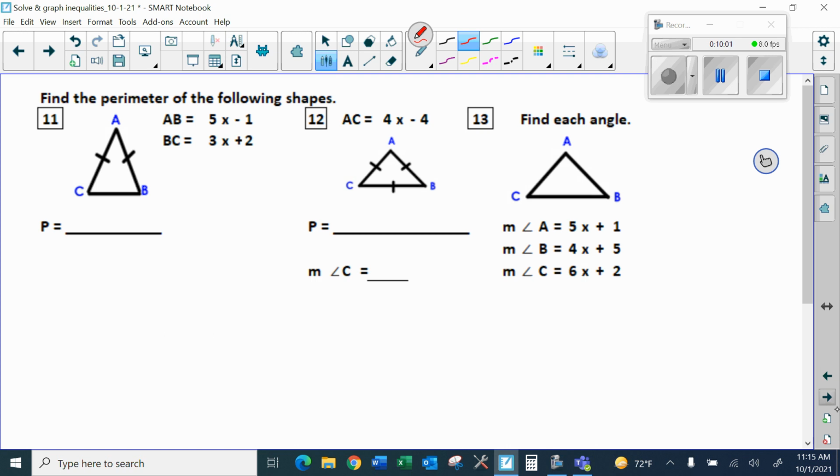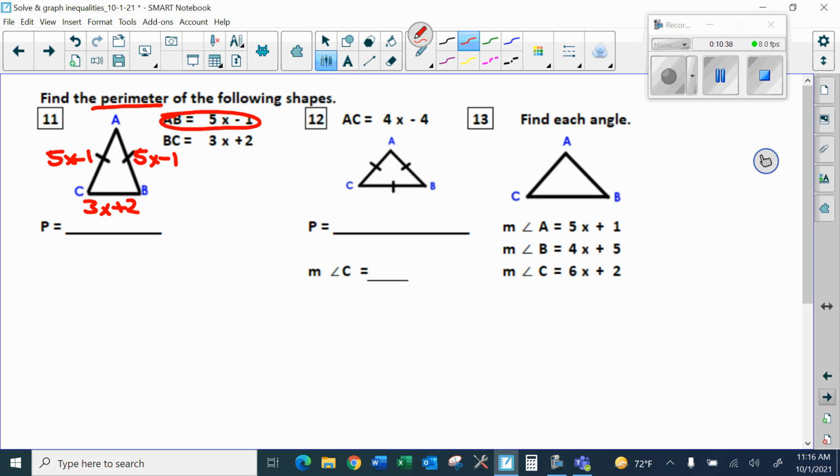Lastly here, we have a little geometry mixed with algebra. We want to find the perimeter of the following. Remember, the perimeter means add up all the sides. You need to remember from your geometry in 8th grade math that these hash marks mean those two sides are congruent, or equal. So notice I'm only giving you one of those. 5x minus 1 is right there. Since that's 5x minus 1, this has to be 5x minus 1 because they're congruent. And it gives you BC is 3x plus 2.